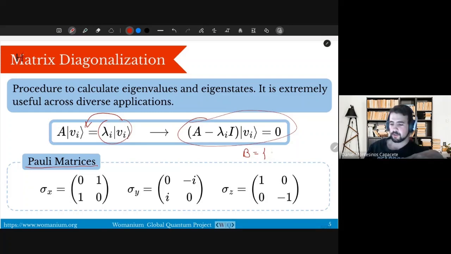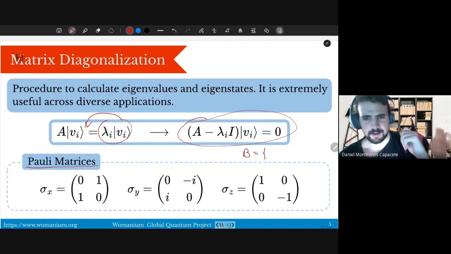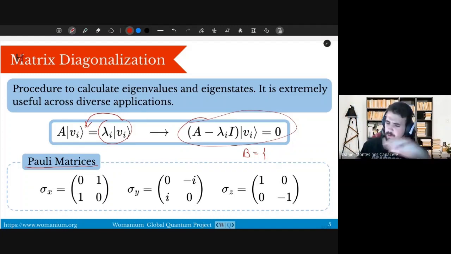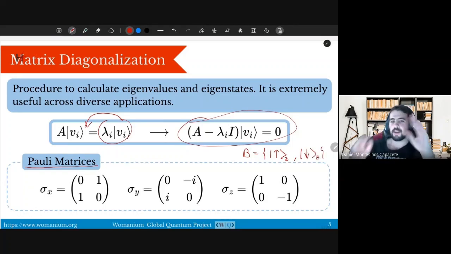We will understand this a little better in a few moments. I will just call the first vector the up state, and then the down state, right? Let's just call the basis in this way. Why am I calling it this way? Well, we will see. But this is just the same as calling them 0 and 1.